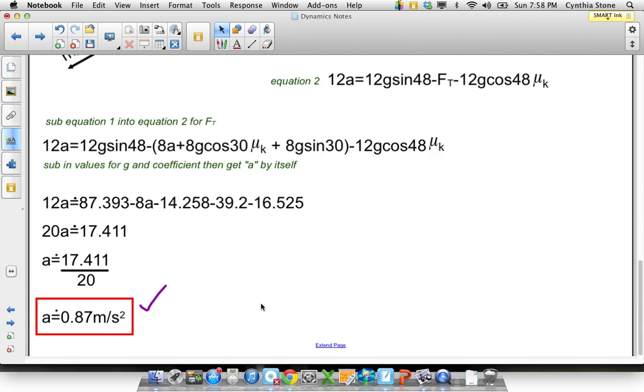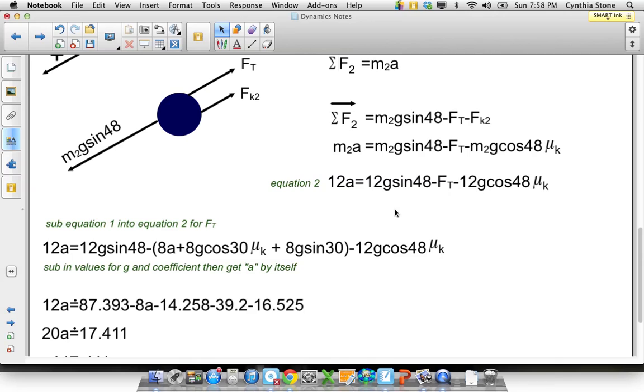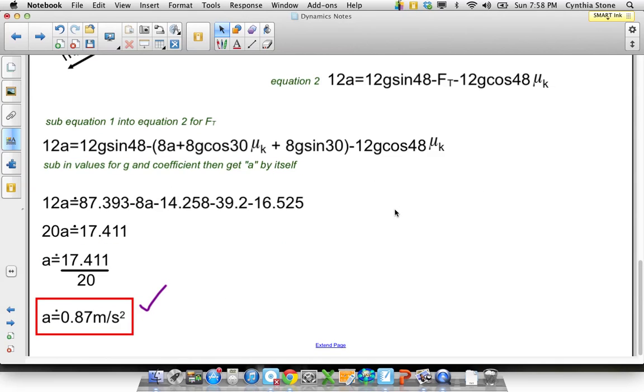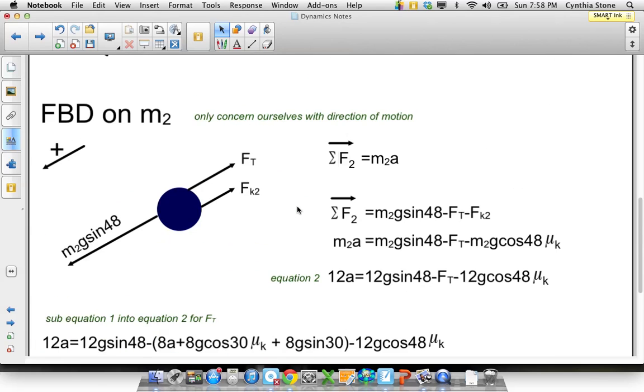If we wanted to find tension, all we'd have to do is take 0.87 and sub it back into equation 1. So I imagine that'll take a little bit of reviewing where I got all the numbers from and how it all made sense, but please rewind, take a look at it again, take a look at the equations, and make a star if you want me to help you in class on where I got something.